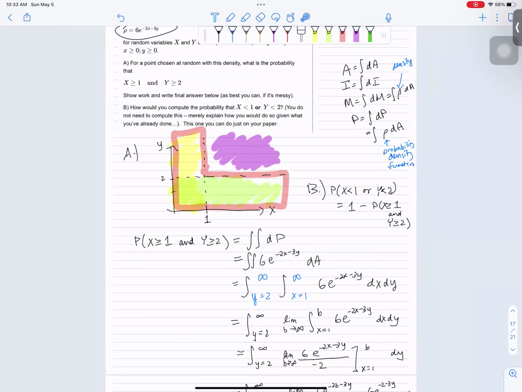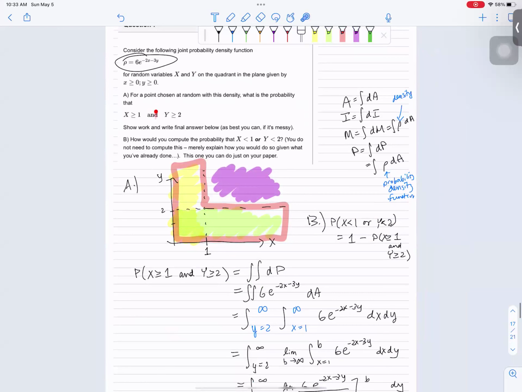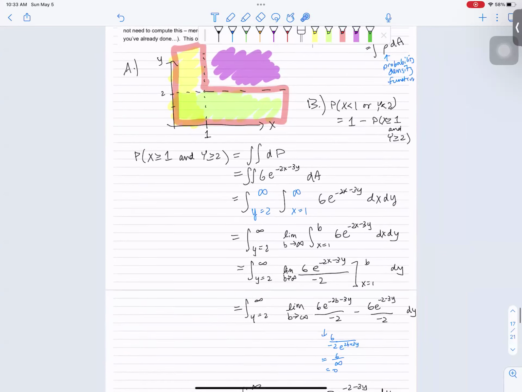Then part A was "and," and the "and" is more specific because both of these have to be satisfied together. So that's why it's only the purple part and it wasn't this region for part A. Okay.